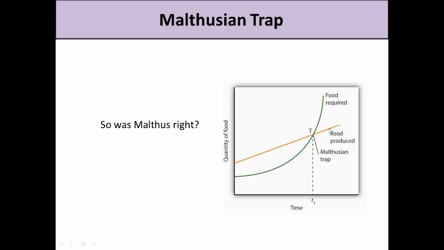Our food production actually started to increase exponentially as well. But here you can see he predicted that you'd get into the trap, which is when food required would exceed food produced, and we would see widespread misery, starvation and disease. And this writing, remember this is the 1700s, was very influential on Charles Darwin when Darwin was coming up with his theory of natural selection.